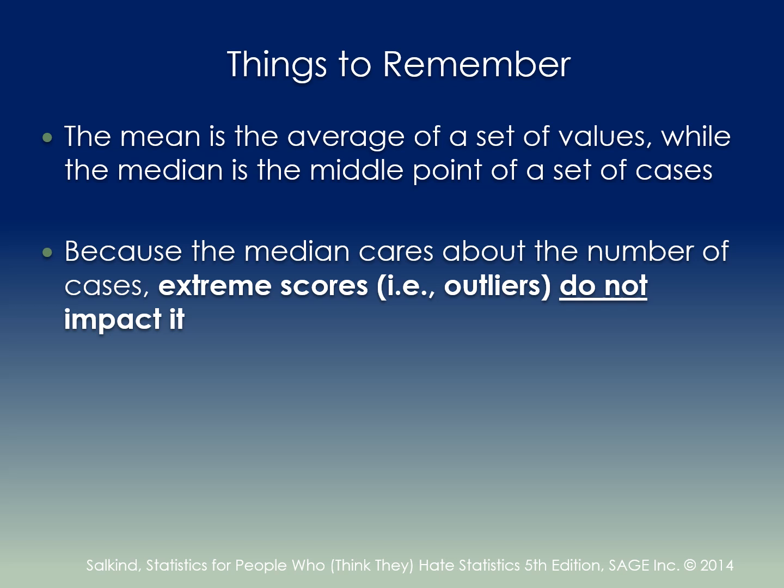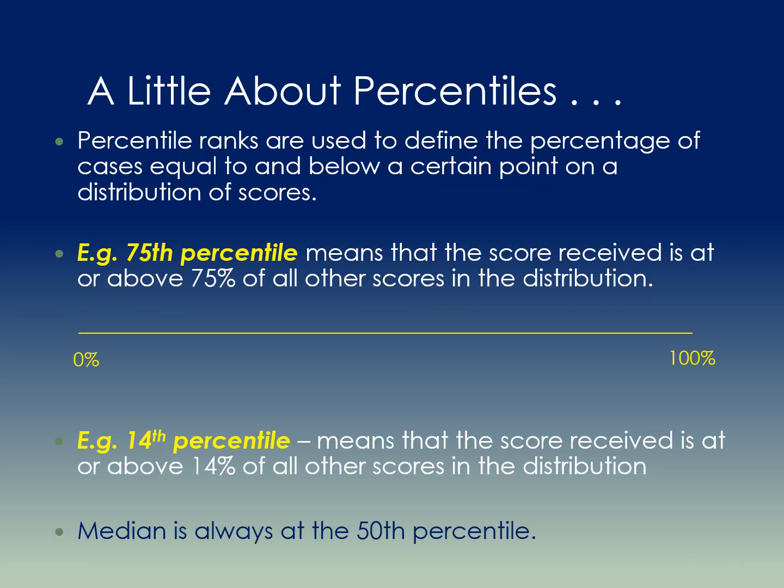But before we get into the mode, I want to just describe a little bit about percentiles, because percentiles come up a little bit later on when we get into what are called z-scores. That's a little ways down the road, but I want to chat with you about them first. So let's pause here for a bit, and I want to talk a little bit about percentiles, because in some ways we've kind of talked about them with the median. And you're going to see percentiles in the literature from time to time, and they're a good little descriptive. Right. So percentile ranks are used to define the percentage of cases equal to and below a certain point on the distribution of scores.